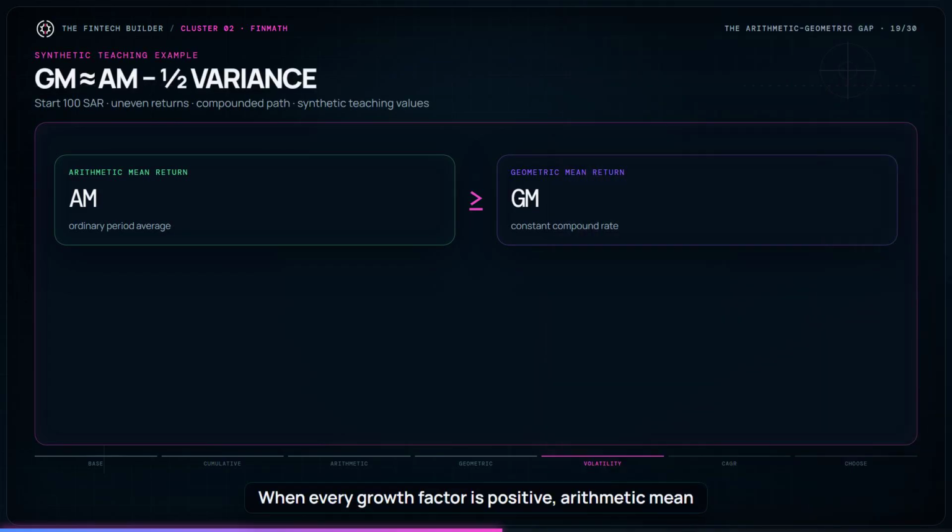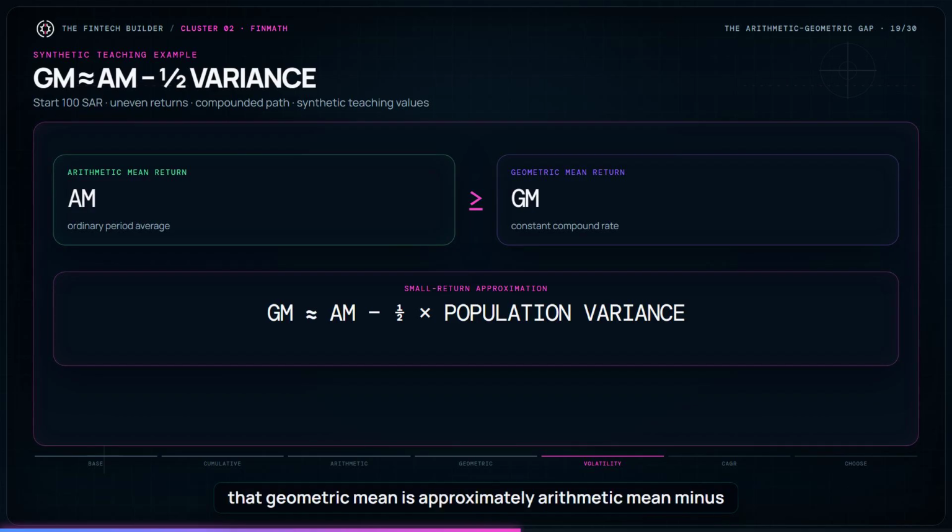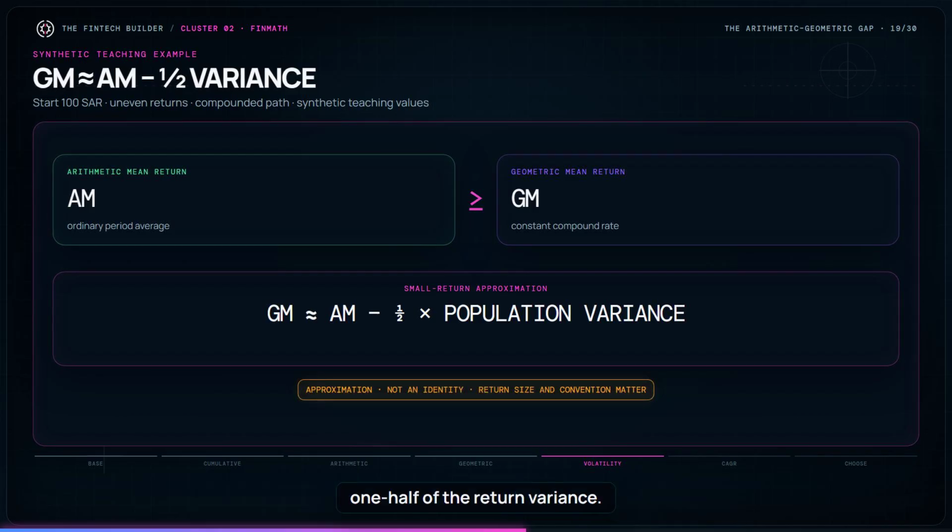When every growth factor is positive, arithmetic mean return is at least as large as geometric mean return. They are equal only when every listed return is identical. For reasonably small returns, a useful approximation says that geometric mean is approximately arithmetic mean minus 1/2 of the return variance. It is intuition, not a replacement for the exact geometric calculation.